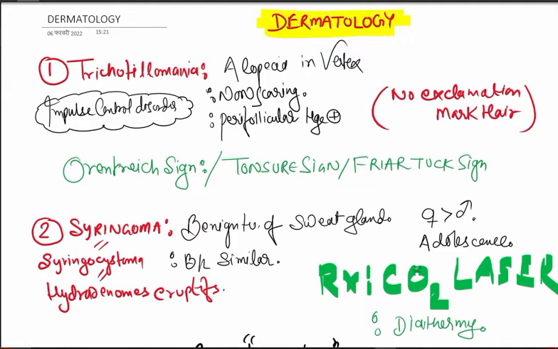So first is trichotillomania. This is alopecia in the vertex. This is non-scarring and there is a perifollicular hemorrhage. So these are very important points. Trichotillomania means the habit of pulling hair. Okay, so there will be perifollicular hemorrhage present. This is one of the psychiatric conditions of impulse control disorder.